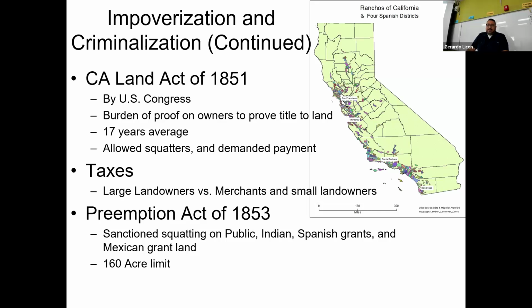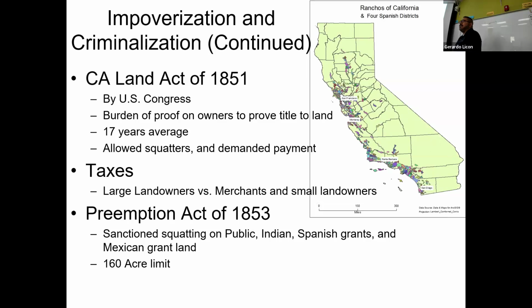And even if the California landowner, after 17 years on average, is able to prove the land is theirs, at that point, they needed to pay the squatter for any improvements they made to the land. So if the squatter showed up and built a house and put up a fence and put up a barn, or tilled the soil to be able to plant something, in order to get rid of them, you have to pay them for all the things they did on your land.